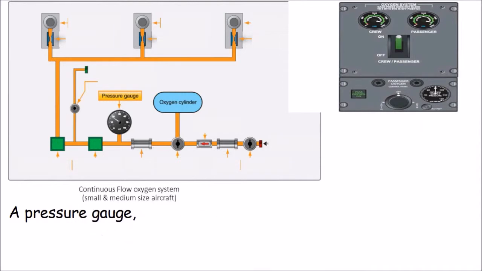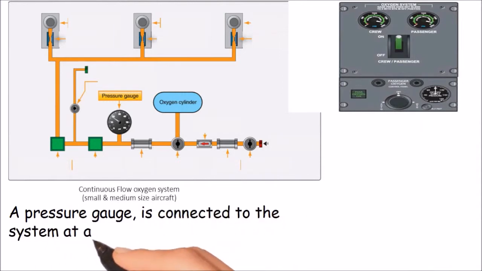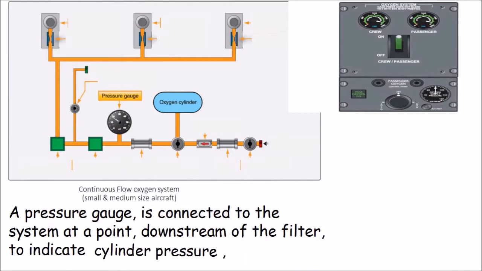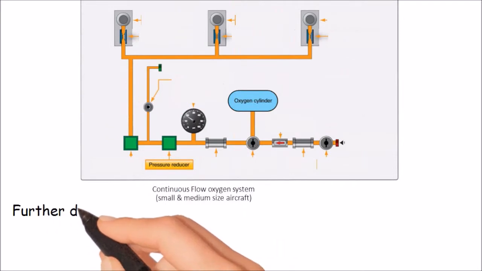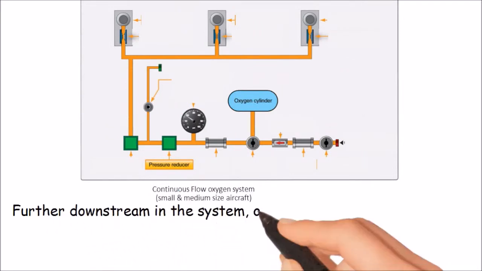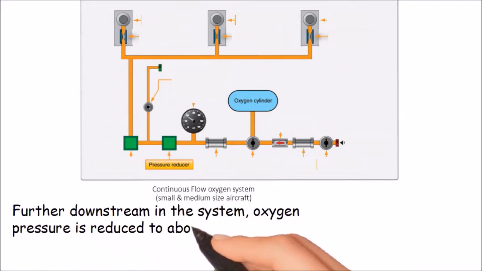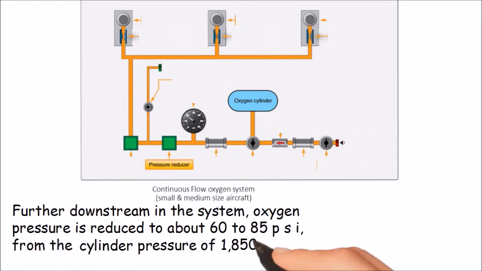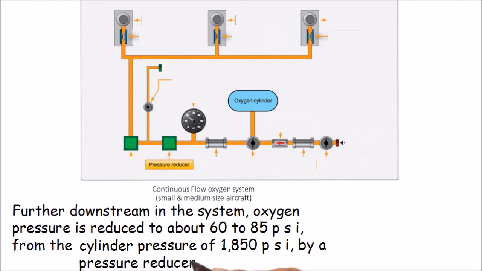A pressure gauge is connected to the system at a point downstream of the filter to indicate cylinder pressure in the cockpit. Further downstream in the system, oxygen pressure is reduced to about 60 to 85 psi from the cylinder pressure of 850 psi by a pressure reducer.